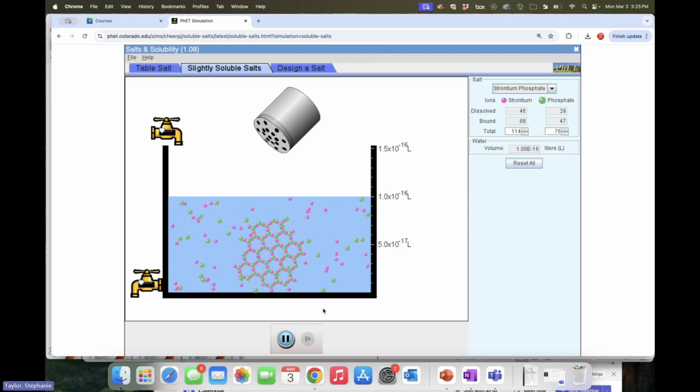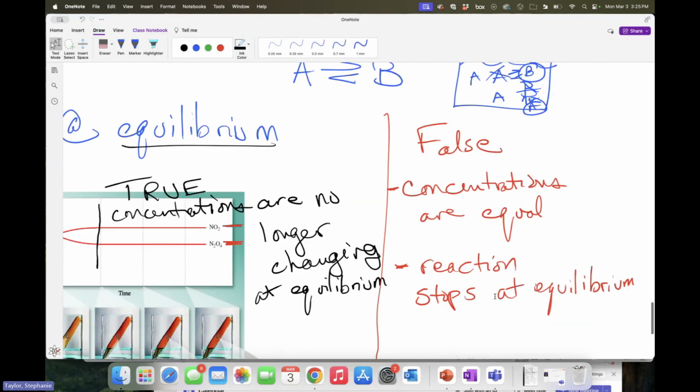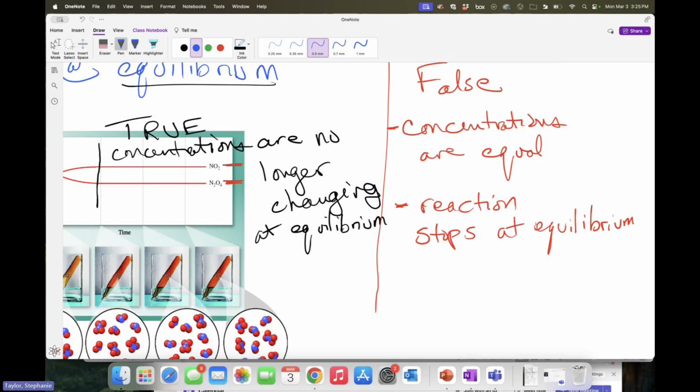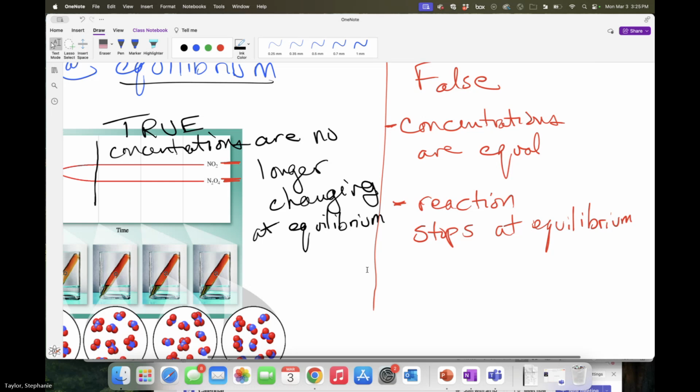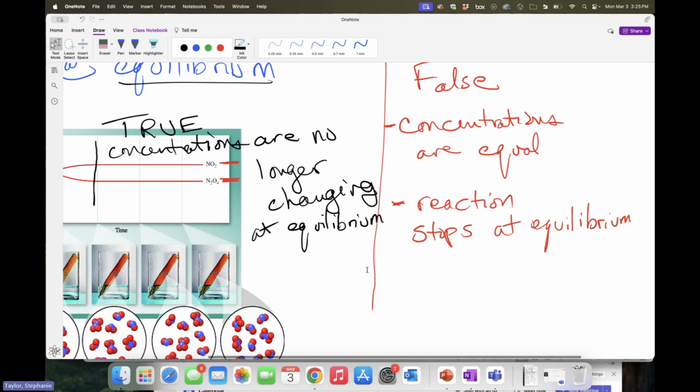So there's an idea we refer to as dynamic equilibrium, which basically is trying to say that things are not actually changing. So the reaction stops at equilibrium is also a false statement. Even though the concentrations are no longer changing, the reaction itself is still going on. It's still happening. What else about equilibrium can I say that's false but sounds really, really good? Hold on just a minute.